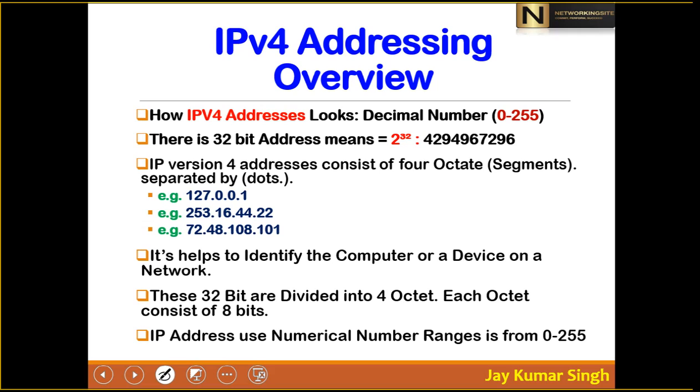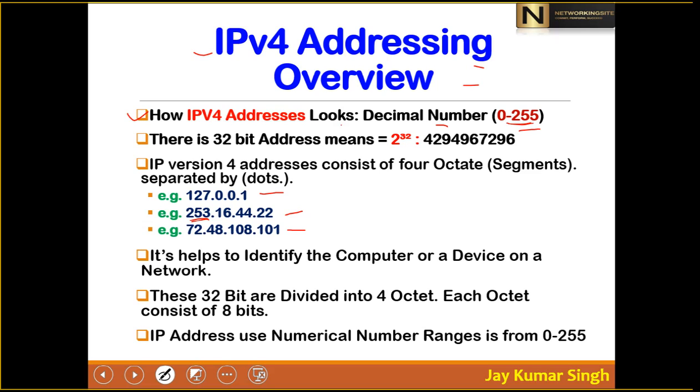Now, IPv4 addressing overview. How does an IPv4 address look? You can see here these are the examples, and it is in decimal numbers. I have already told you from 0 to 255, between that you can get it. See here, I am getting 253, which is okay, because the limitation is 0 to 255. You can find it anywhere, but you cannot find 256, 300 like that.